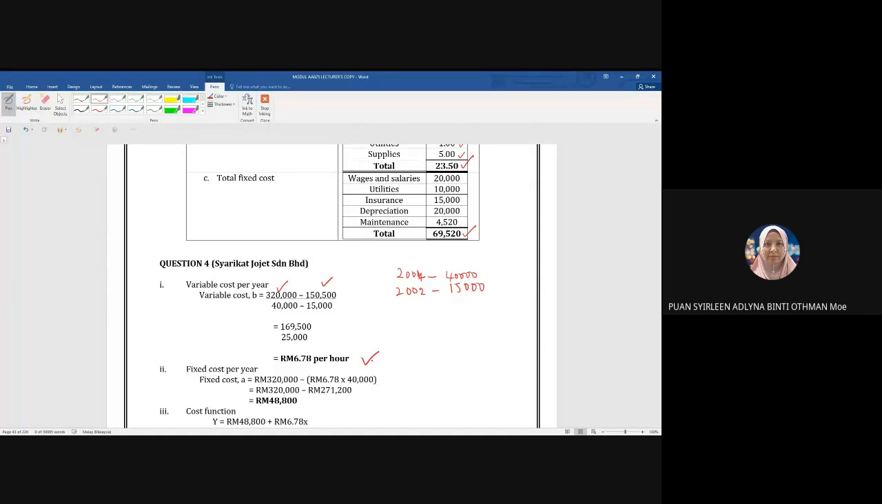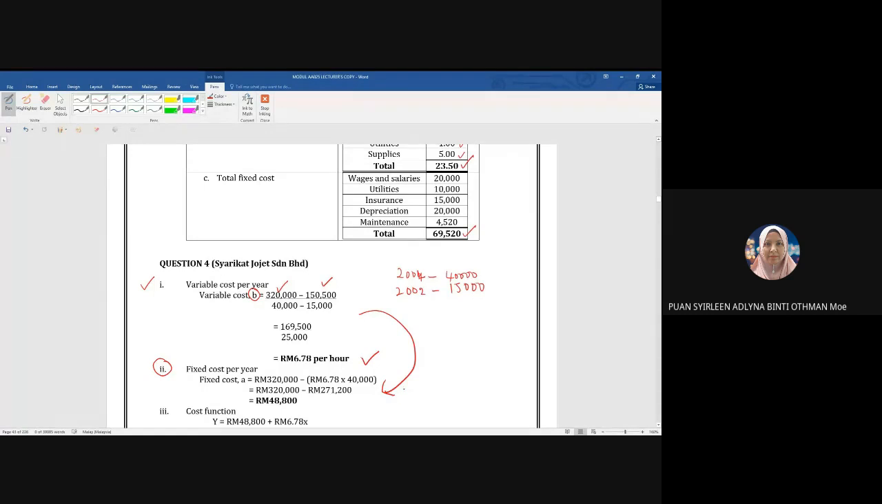Okay, so you can use either your highest point or your lowest point to get your A. So A dekat sini ialah 48,800. Okay, so sekarang ini menjawab Roman 1 sebab soalan suruh kira variable cost per unit. Okay, per unit that means per machine hour lah. Alright. Lepas tu yang kedua, dia suruh saya kira fixed cost pun saya dah kira bila saya gantikan B ke dalam Y equals to A plus BX.